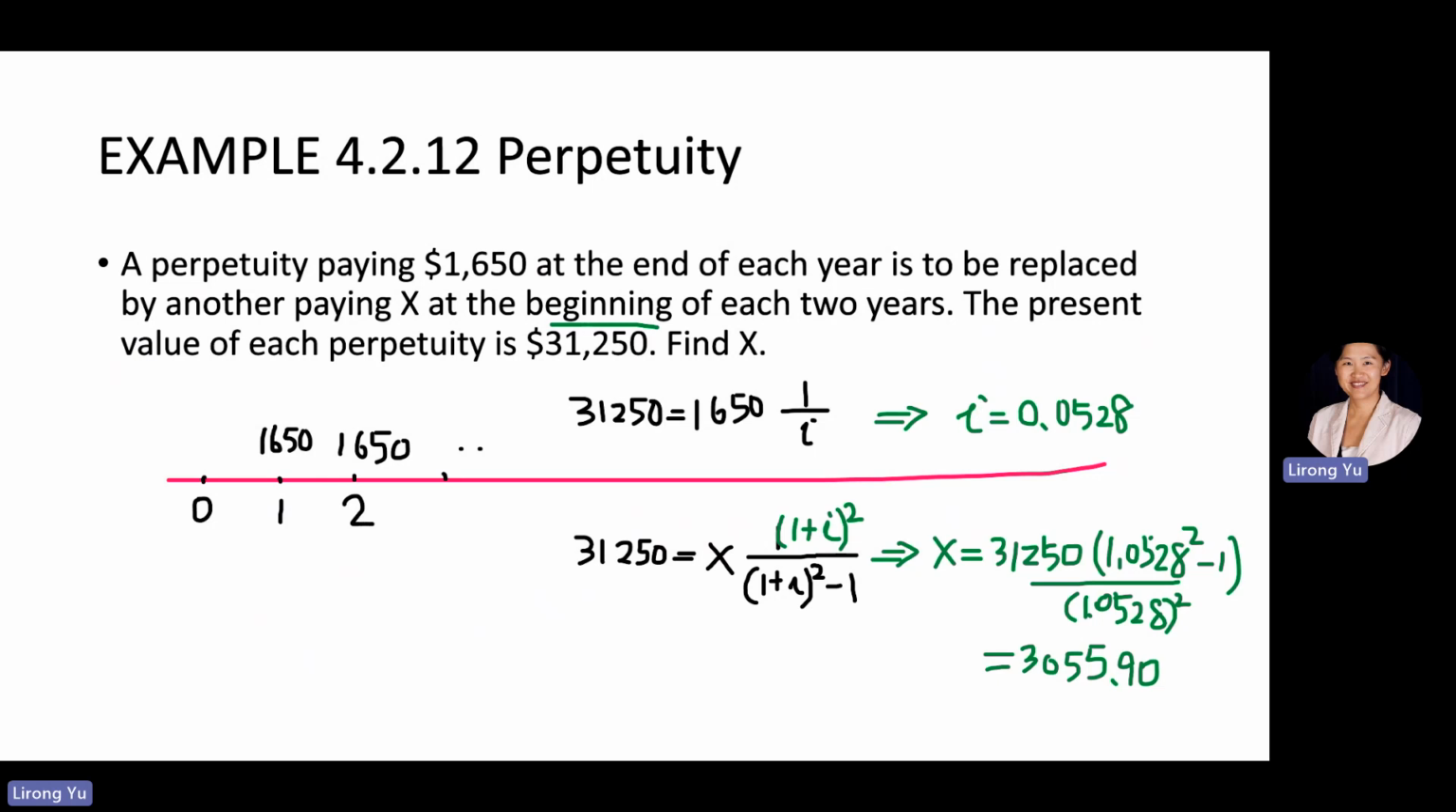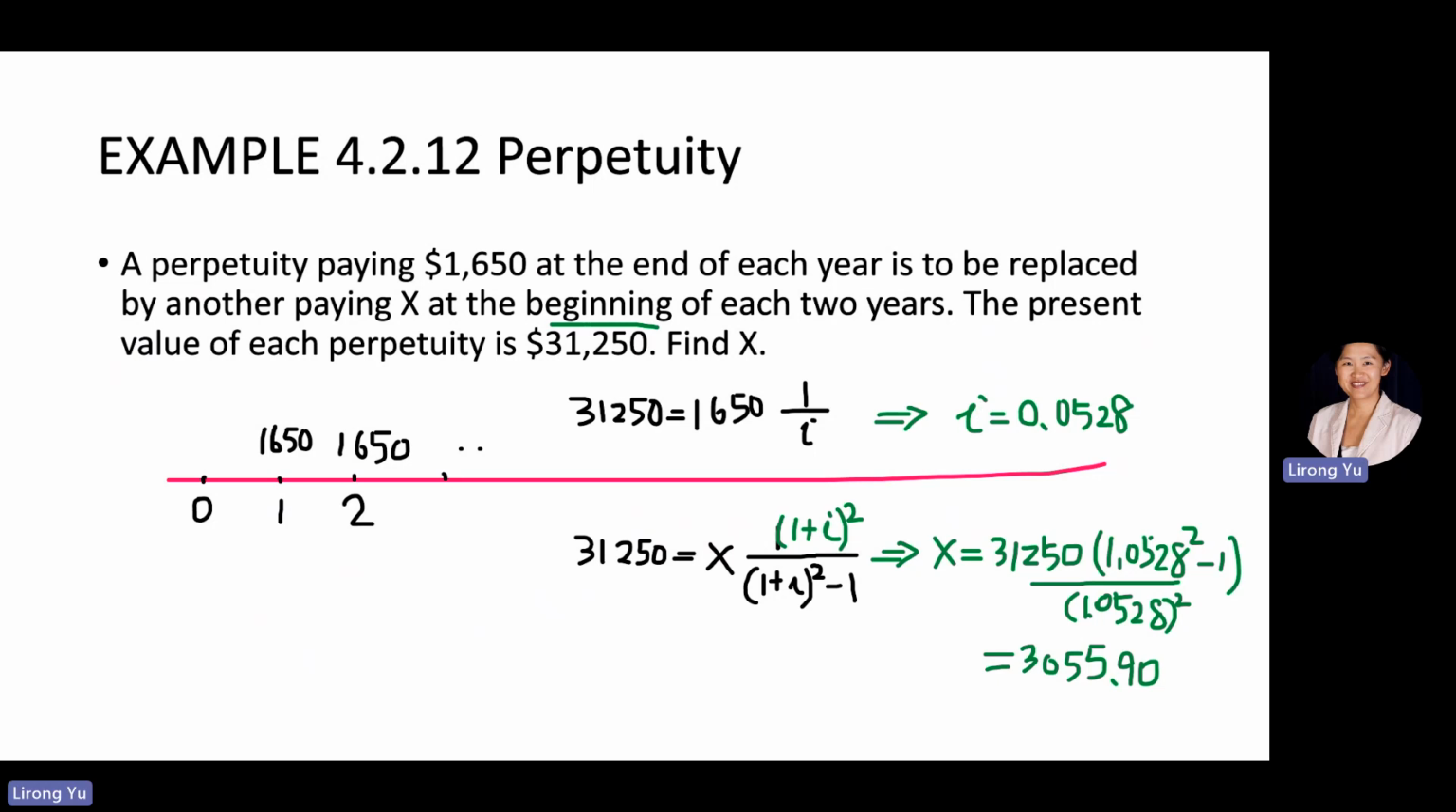Here we have a perpetuity paying 1,650 at the end of each year that is to be replaced by another paying X dollars at the beginning of each 2 years. So if you think of it, the two perpetuities have to have the same present value. I think the present value of each perpetuity is 31,250. We want to find X.